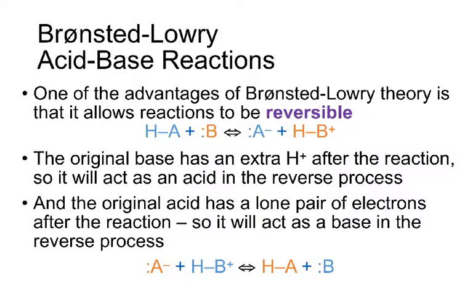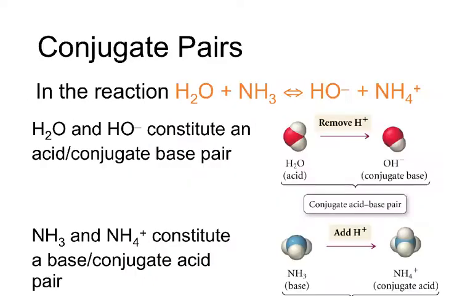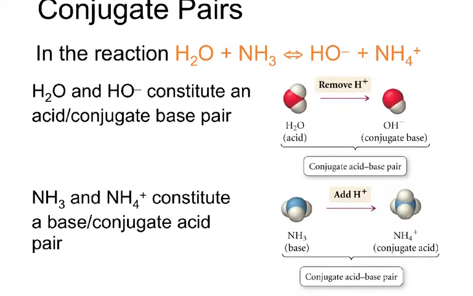An advantage to Bronsted-Lowry theory is that it allows the reactions to be reversible. So you have an acid plus a base gives us a new base and a new acid. The original base now has the extra H+, so it can act as an acid. The original acid now has a lone pair, so it can act as a base in the reverse reaction. Now, you can see it kind of forms pairs. Those are called conjugate pairs.